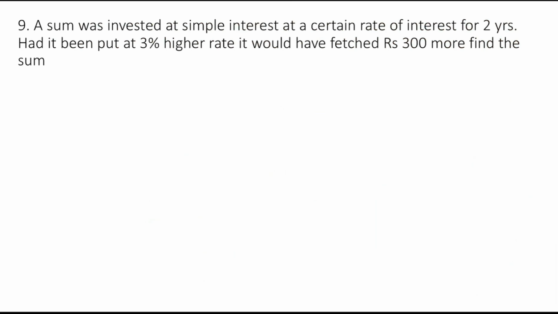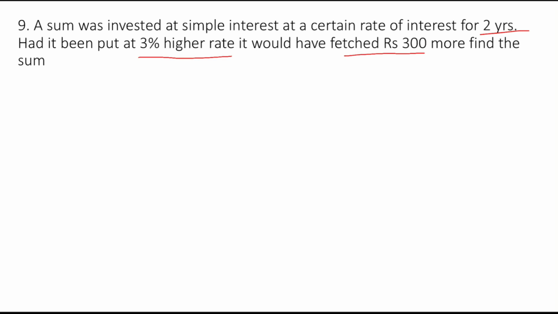A sum was invested at simple interest at a certain rate of interest for 2 years. We don't know how much the rate is, and we don't know the sum also. Had it been put at a 3% higher rate, it would have fetched 300 rupees more.